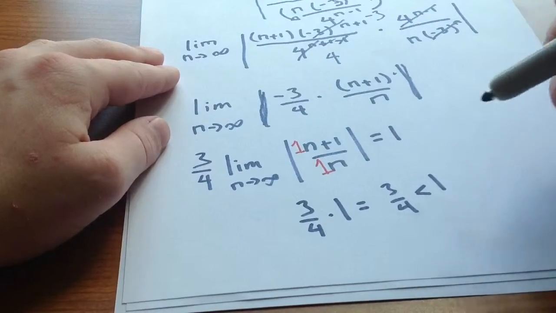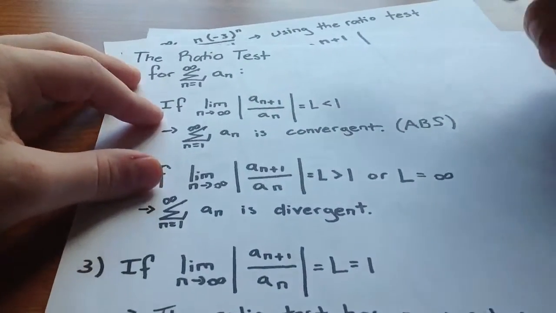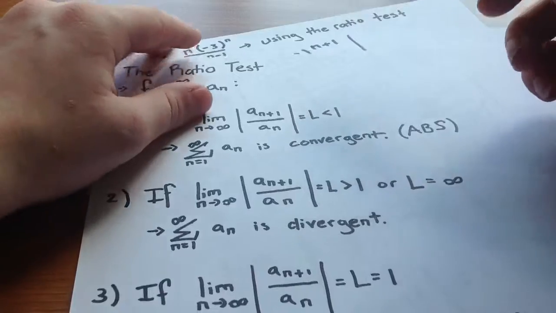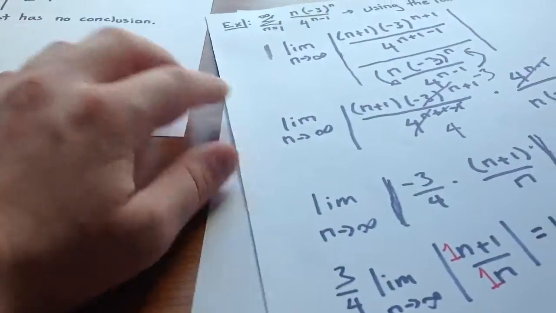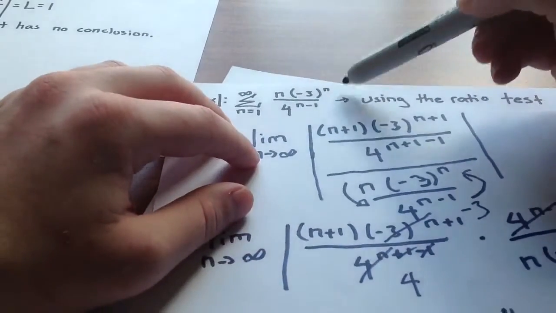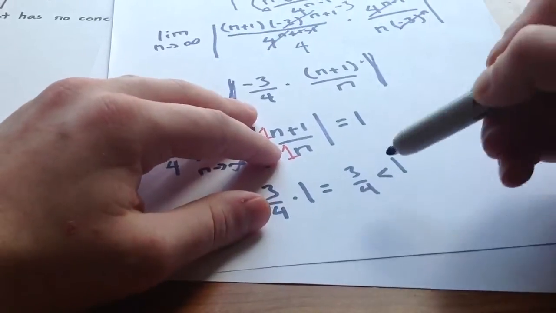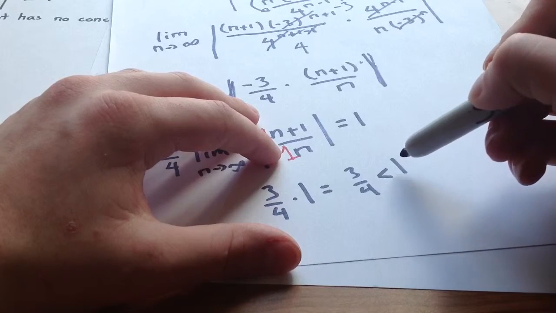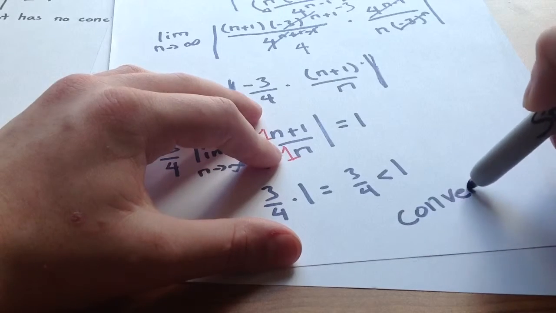So since 3/4 is less than 1, our rules stated that if we get a value for this equation that is less than 1, then our original series is convergent. So we can state that our original series right here is most definitely convergent, since we got a returned value of 3/4 that is definitely less than 1. So we can conclude that it is convergent.